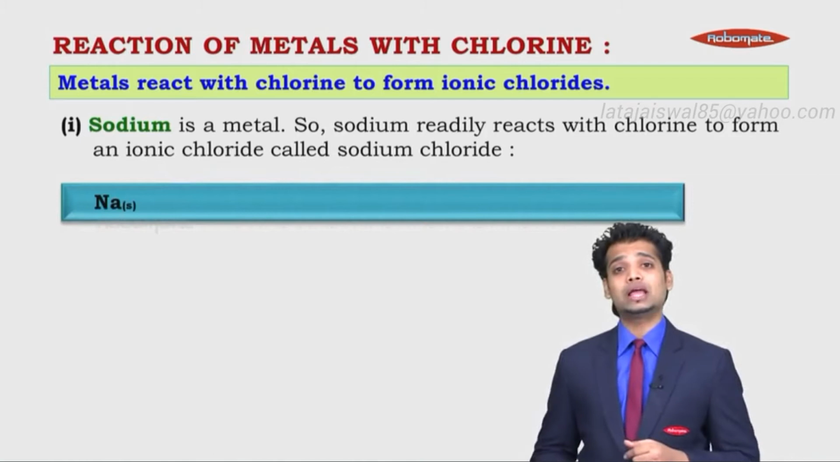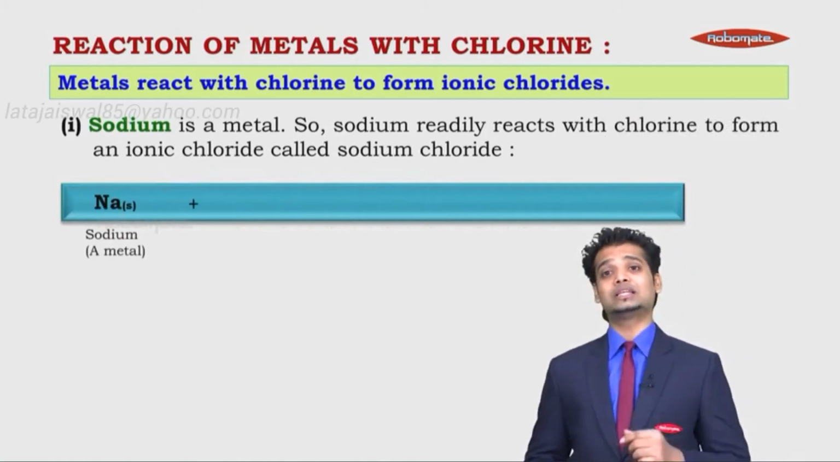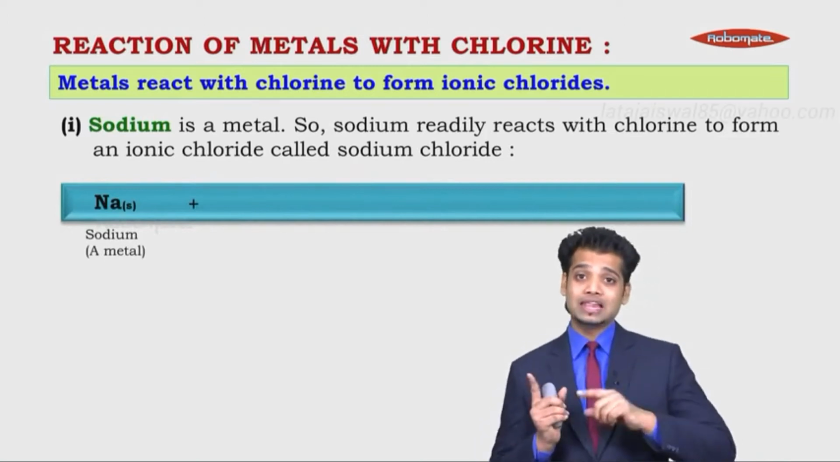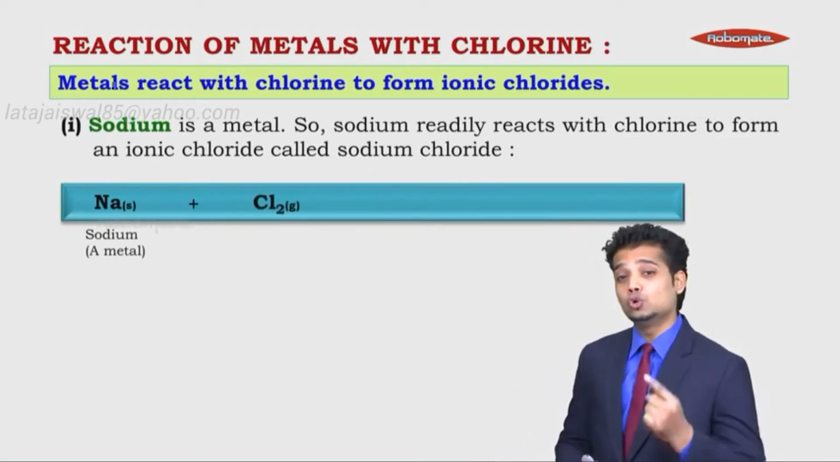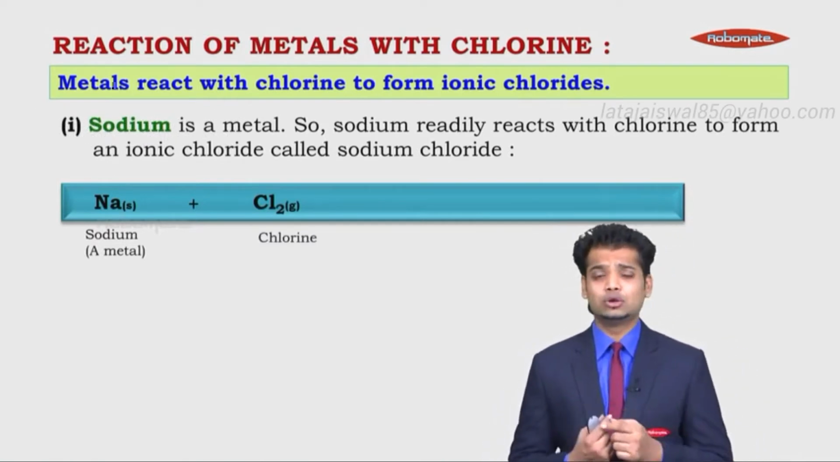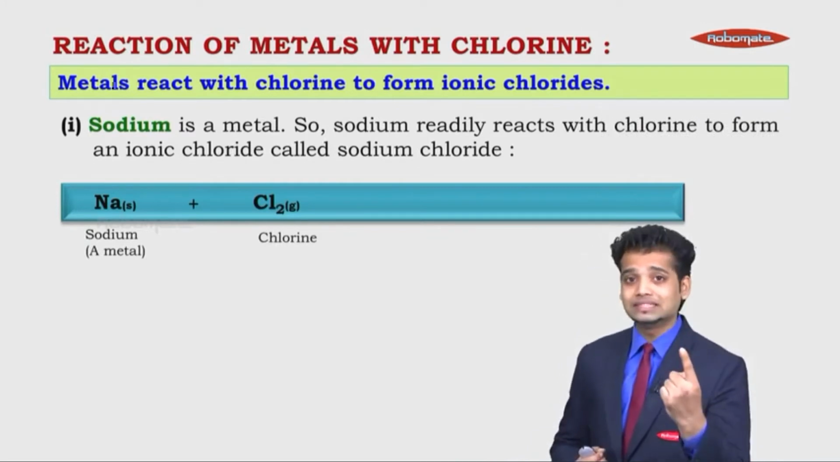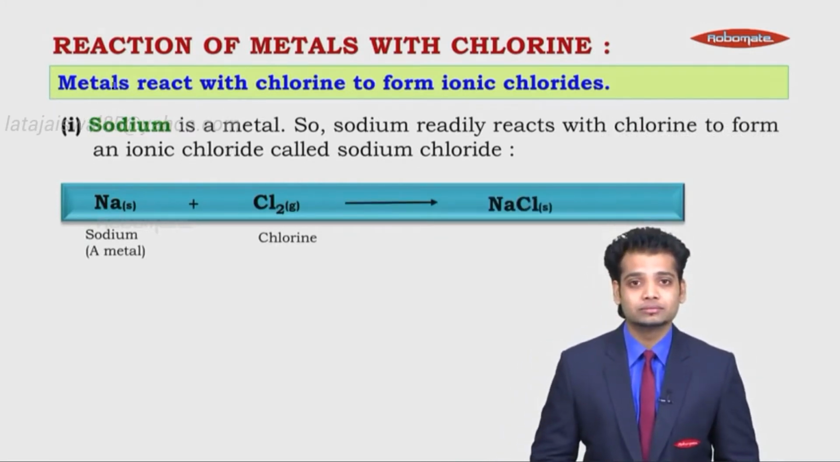So when Na reacts with Cl, it reacts with Cl2 gas. Gases are diatomic. So remember, Na plus Cl doesn't give me NaCl. Na plus Cl2 will give me NaCl. Why NaCl? Why not NaCl2? Because Na's valency is 1, Cl's valency is 1, crisscross, NaCl.